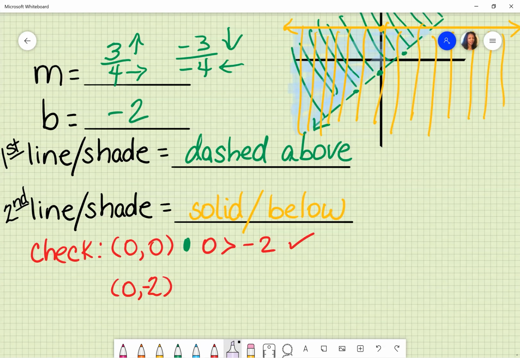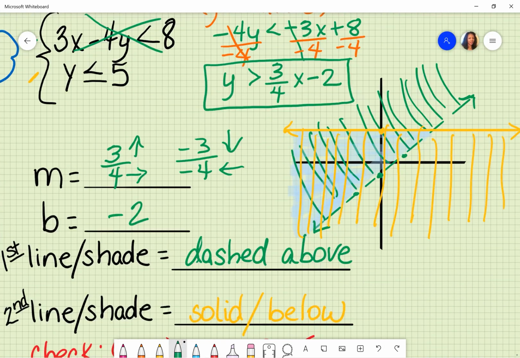So that's my shaded area. That part is correct. And then I'm going to now change this y to -2. Is -2 greater than -2? No, that's not true. Why not? Because it does not have that equal to sign there. So therefore, that means it should be a dashed line. So the green line should be dashed, and it is.